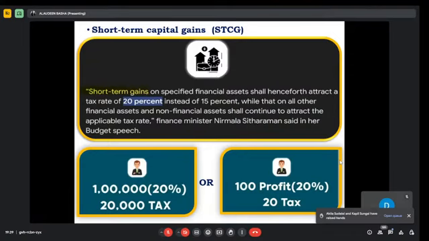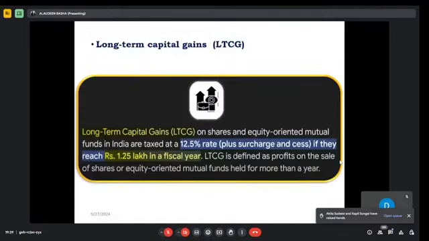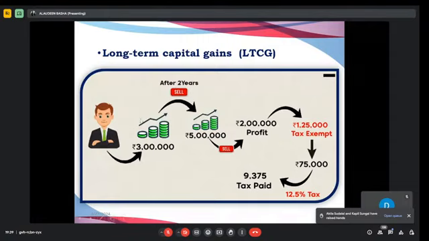No, sir. Okay, let's move on to long-term capital gain. Long-term capital gain is somewhat different from STCG, because in long-term capital gain, the first 1.25 lakhs of profit in the FY is exempt, and the rate is 12.5%. FY means financial year. Let me explain with one example. A person invests 3 lakhs rupees and holds after 1 year or after 2 years. Once you cross 12 months, it is LTCG, long-term capital gain. Even if you hold for 10 years, it is the same LTCG. There's no change in that.